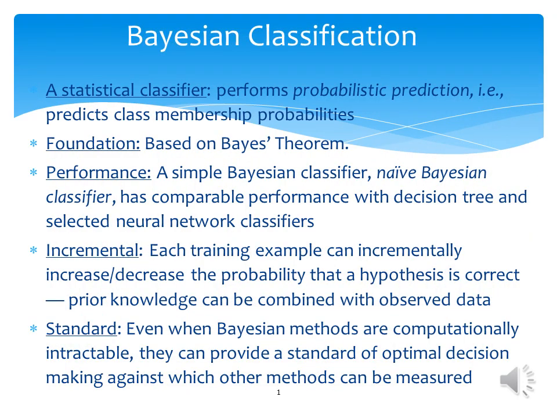Let's begin with the motivation for Bayesian classification. Bayesian classifiers are statistical models that predict class probabilities. They are grounded in Bayes' theorem, and a simple version, the naive Bayes classifier, performs competitively with decision trees and neural networks. One key benefit is their incremental learning capability. They update beliefs as new data arrives. Even when computationally difficult, Bayesian methods serve as a benchmark for optimal decision-making.